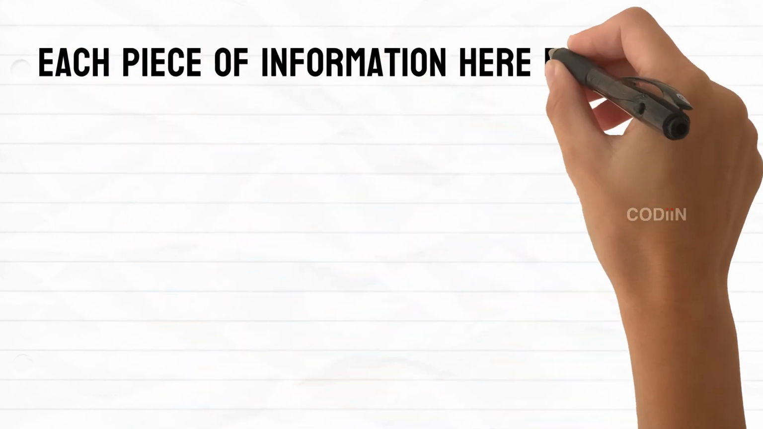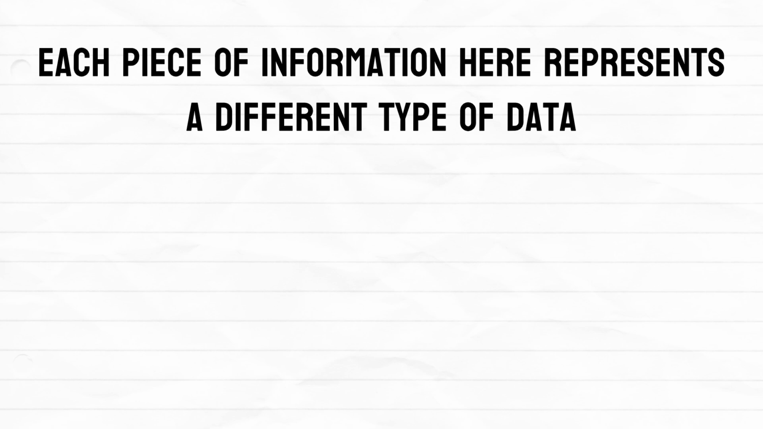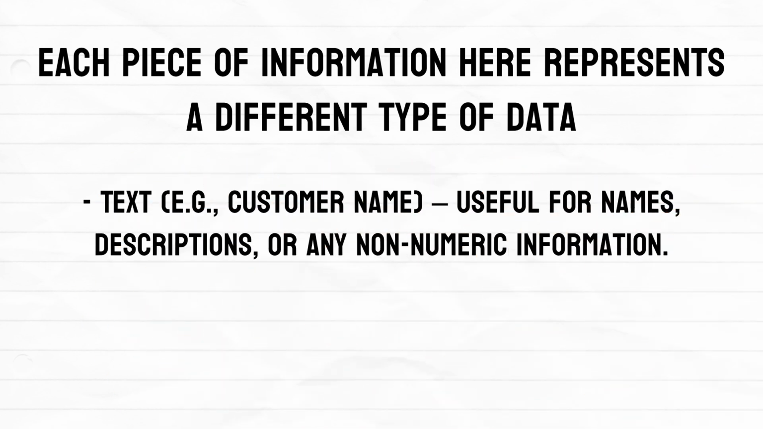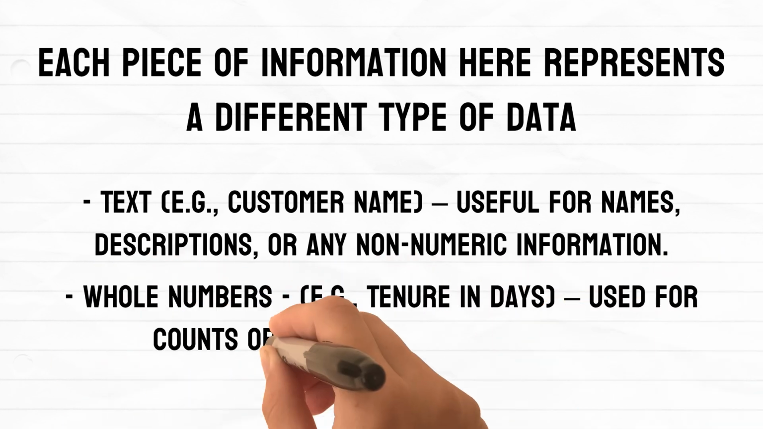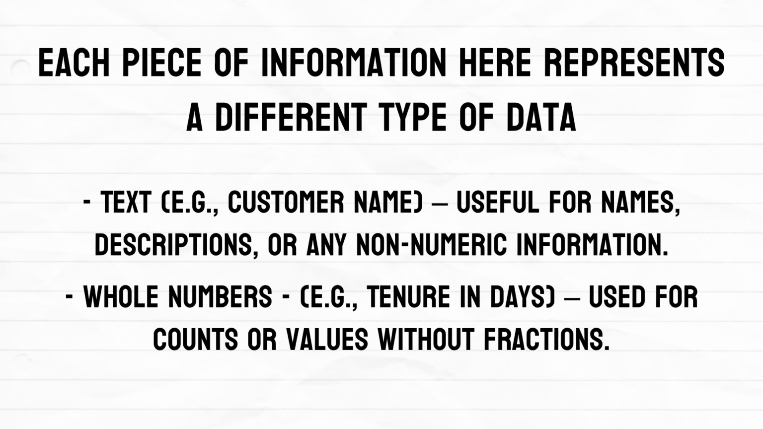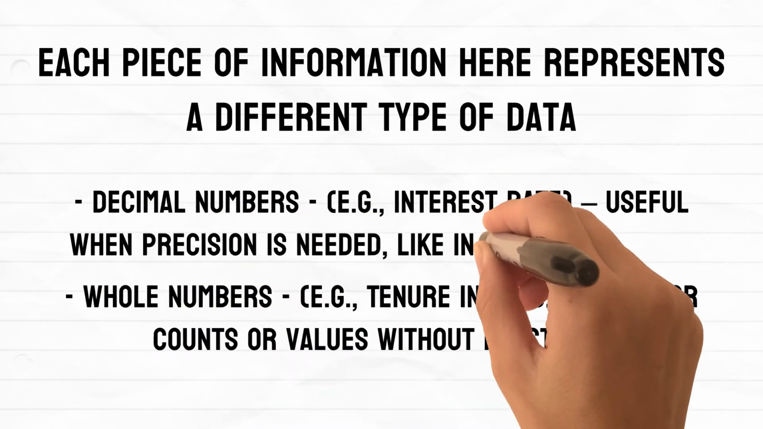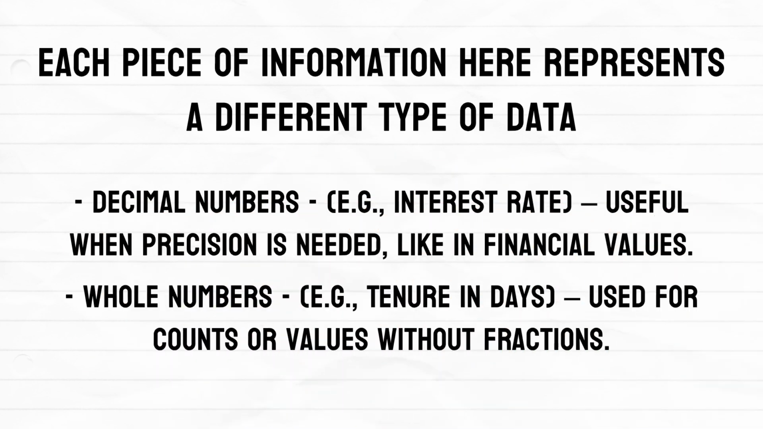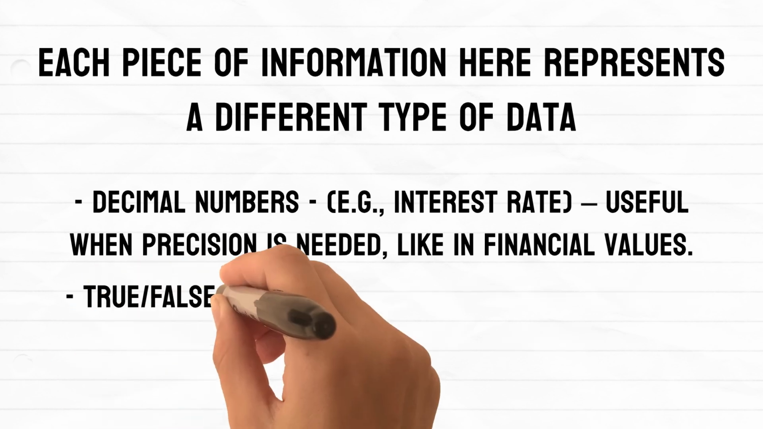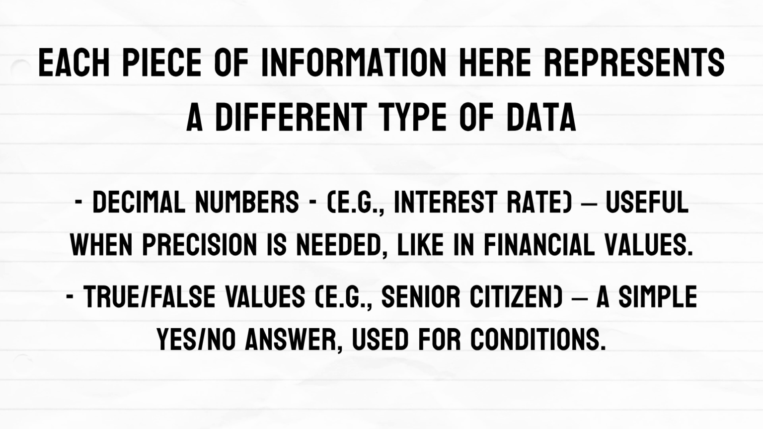Each piece of information here represents a different type of data. Text, e.g., customer name, useful for names, descriptions, or any non-numeric information. Whole numbers, e.g., tenure in days, used for counts or values without fractions. Decimal numbers, e.g., interest rate, useful when precision is needed, like in financial values. True, false values, e.g., senior citizen. A simple yes, no answer, used for conditions.